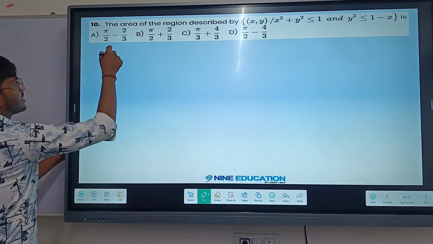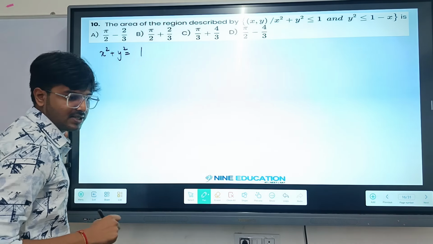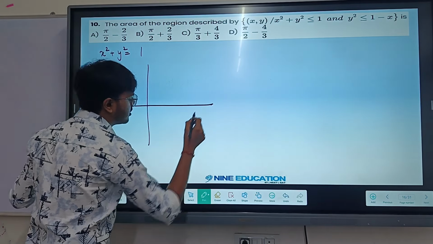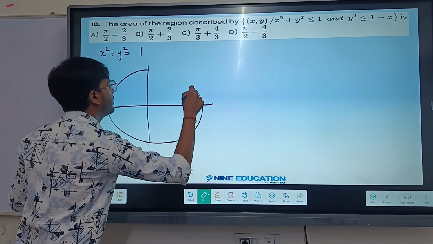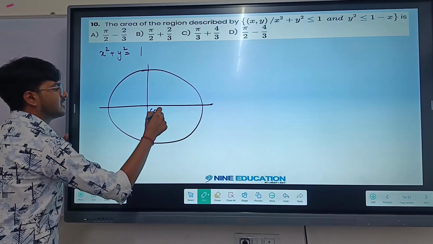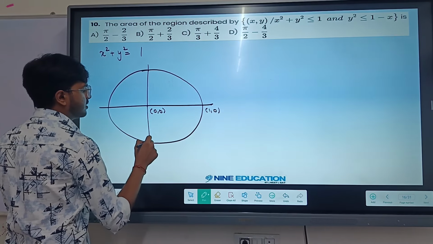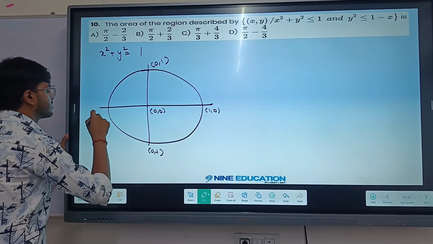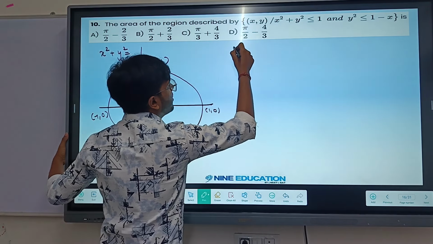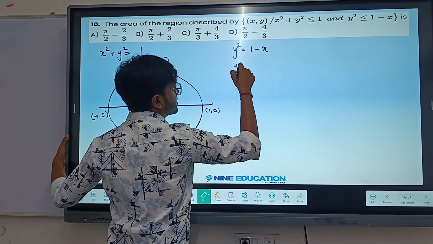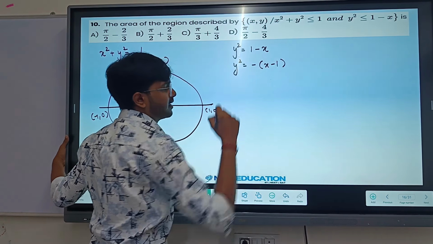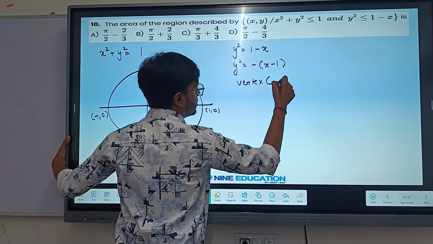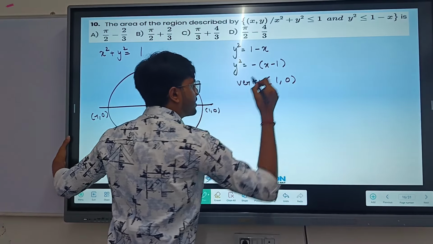First we have x square plus y square equal to 1, which is a circle centered at 0, 0 and radius 1. This point would be 1, 0. This point would be 0, 1, 0, minus 1, and this would be minus 1, 0. Now let's focus on this parabola, which is y square equal to 1 minus x. So y square equal to minus of x minus 1. So the vertex of this parabola would be at 1, 0.